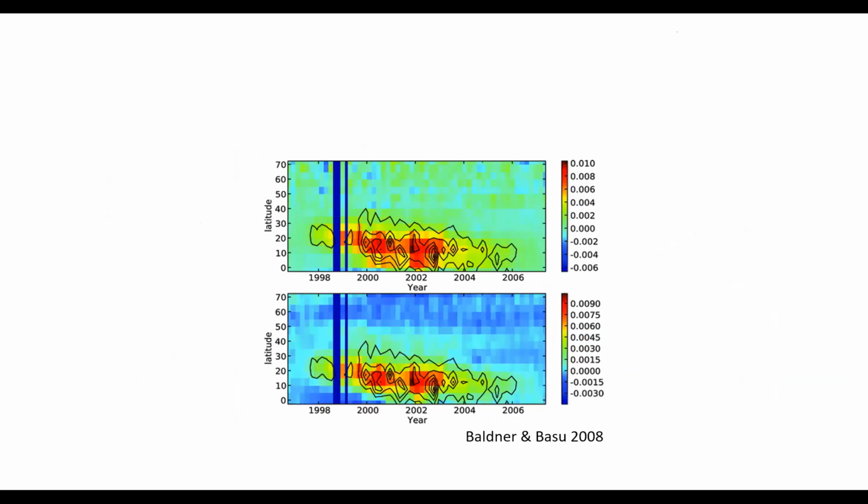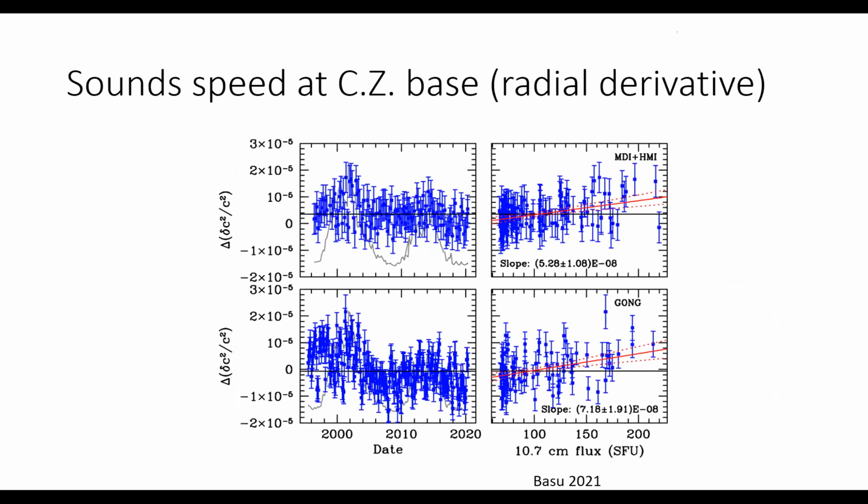And we could also do that as a function of latitude. This is not the sound speed directly, this is the linear coefficients that we fit. But you can see that it does seem to track with surface magnetic activity quite tightly.